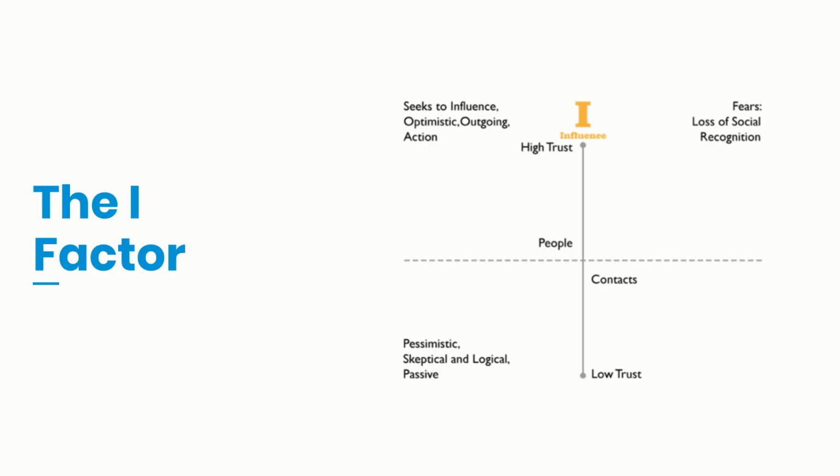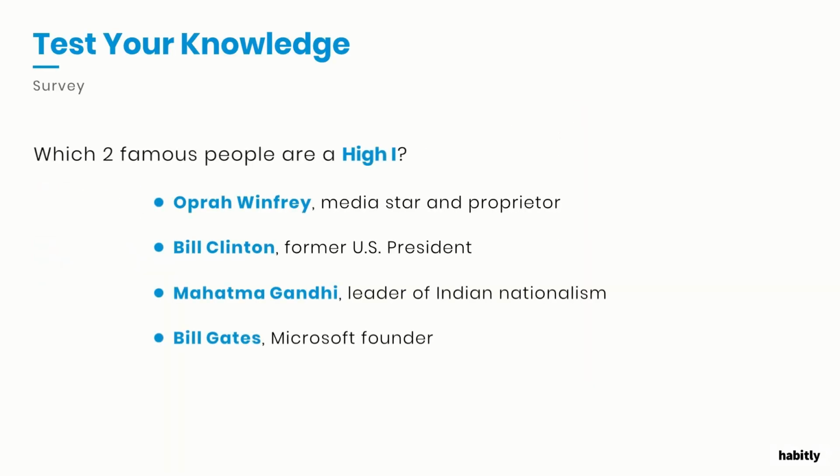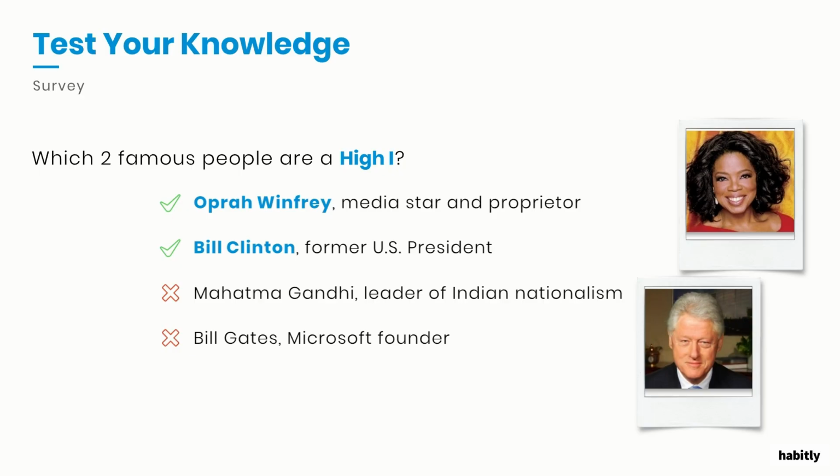Here's this graphic. Once again, some general thoughts on what it means to be an I on the high side or low side. And my question to you: which two famous people are a high I? We've got Oprah Winfrey, Bill Clinton, Mahatma Gandhi, and Bill Gates. What do you think? High I, somebody who's extroverted. I'll give you a few more seconds. There we go. Oprah and Bill. They are the high I's. I bet many of you got that right.